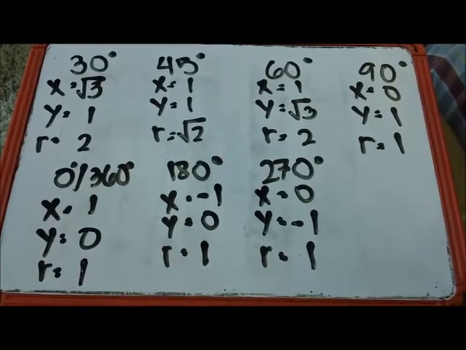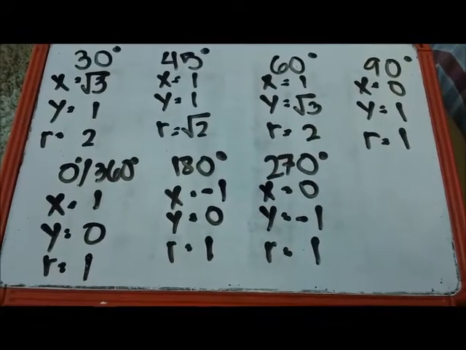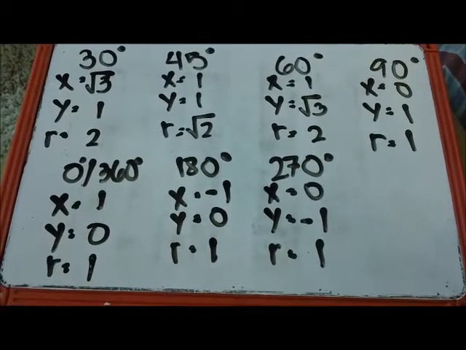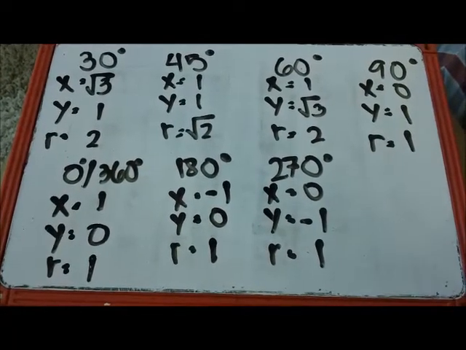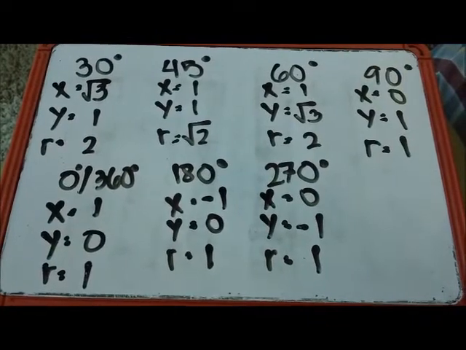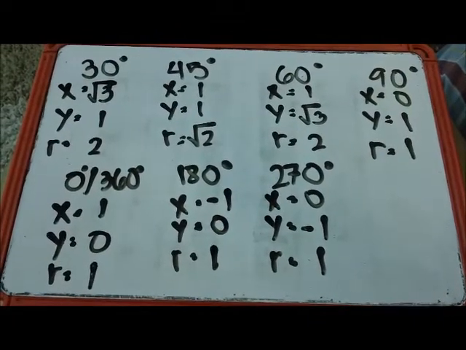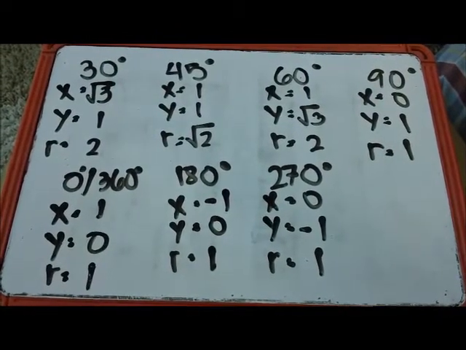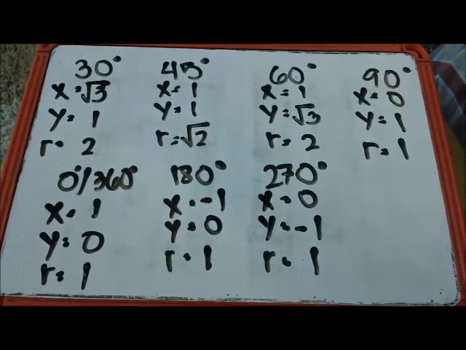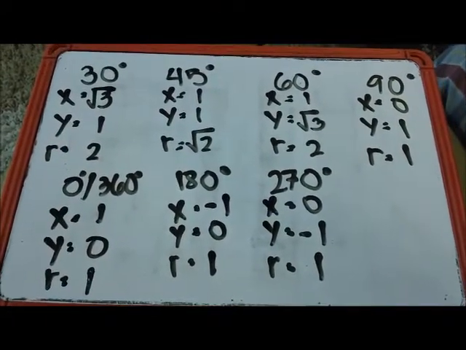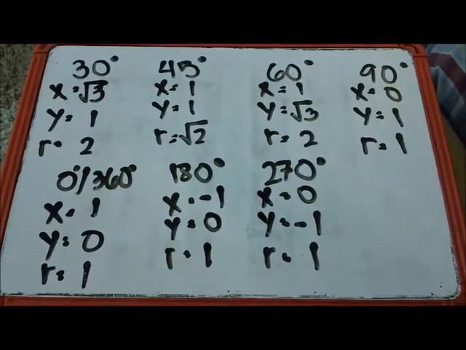Finally, in this lesson, you will also need these angles and the exact values of the x, y, and r, because you will need them for getting the exact values, especially for 30 degrees, 45 degrees, 60 degrees, 90 degrees, 0 or 360 degrees, 180 degrees, and 270 degrees.